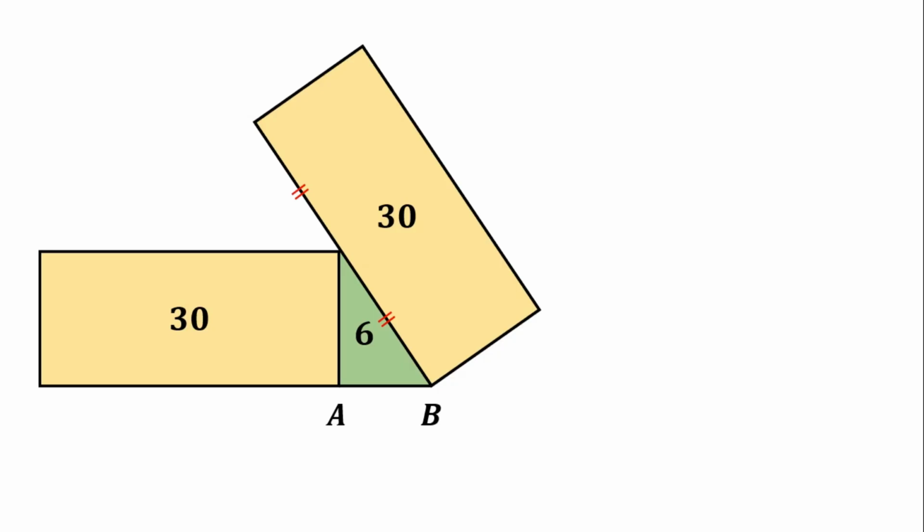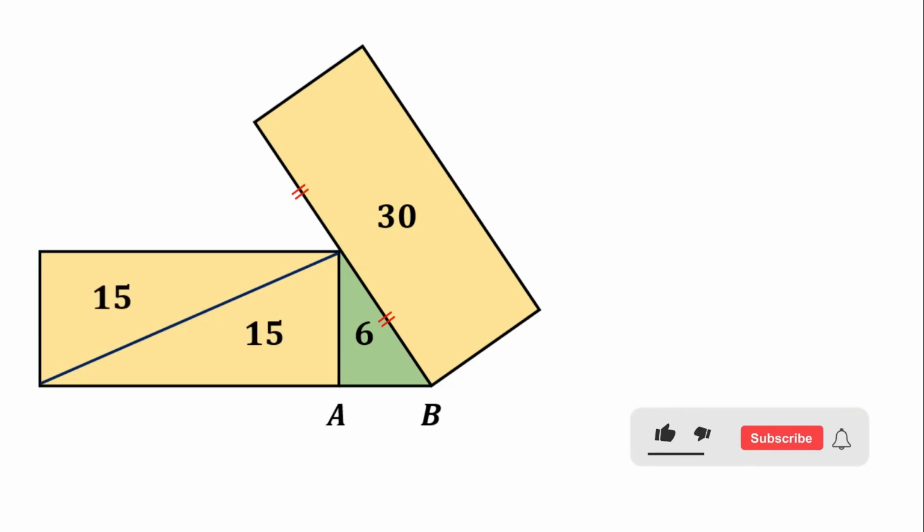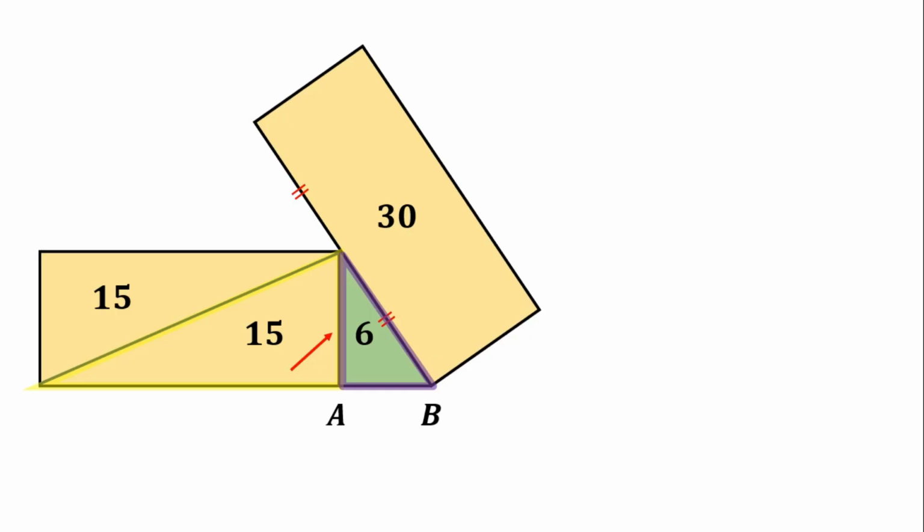First, I'm going to draw the diagonal of this rectangle. So what happens? The diagonal divides the rectangle into two equal parts. Since the area of the rectangle is 30, the area of each triangle is 15. Now, take a look at these two triangles. Their heights are equal, right? We know that the area of a triangle is 1/2 times the height times the base.